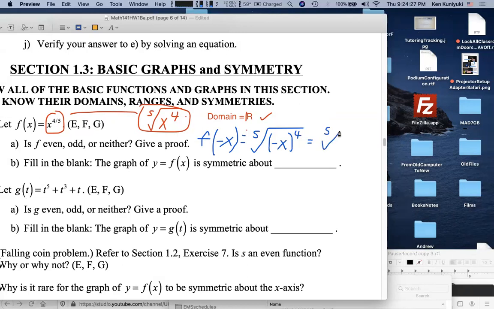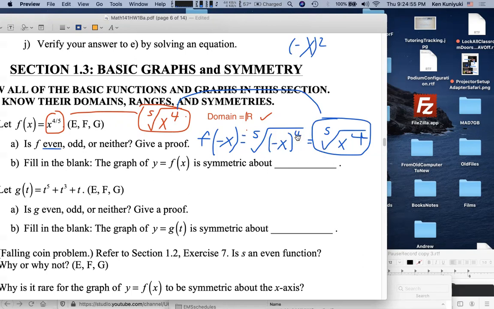Becomes positive. Correct, right. So you get the fifth root of x to the fourth. So lo and behold, all throughout the reals, look at this: f of x and f of opposite x, you get the same result. Is the function even, odd, or neither? The function is just like x squared, where if you replace x with the opposite, it doesn't matter. This thing is even. And here's the proof.